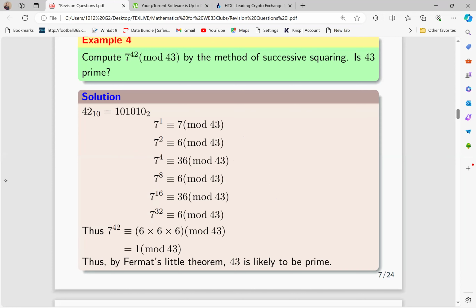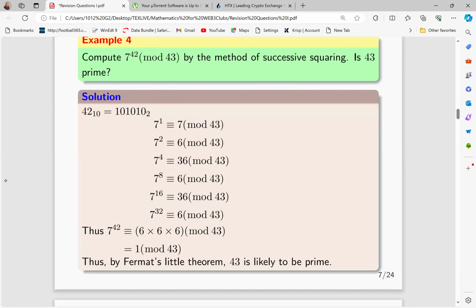That number is larger than 43, so we reduce it. Divide by 43, you get 30 times. Now let's find the remainder. So this is minus, and our remainder is 6. So now for 7 power 16, we just square 7 power 8, and squaring 7 power 8 is the same as squaring 6. So we get 36. 36 is less than 43, so we just leave it there.